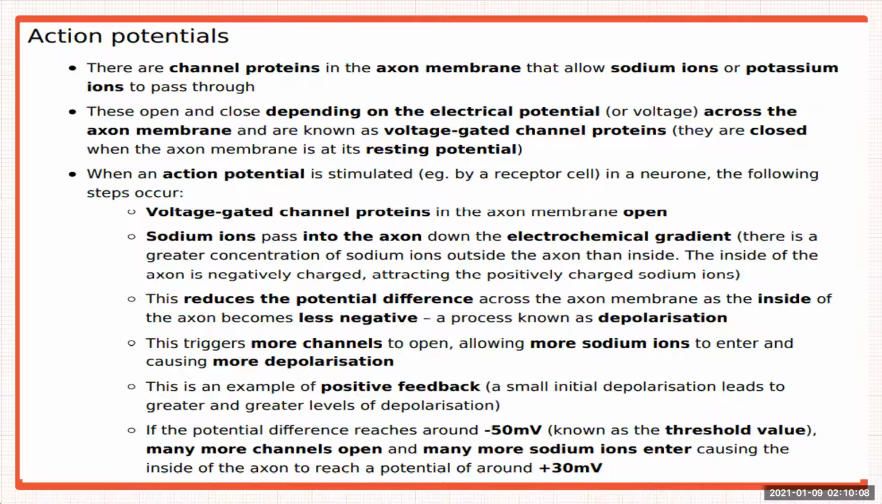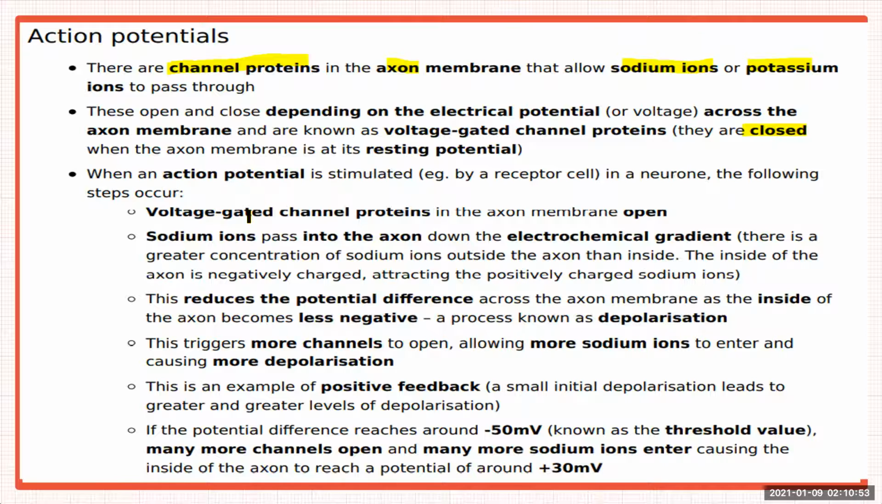Okay, so let's talk about these action potentials in detail now. There are channel proteins, as we were just discussing, in the axon membrane. There are channel proteins for sodium and channel proteins for potassium ions to pass through. These open or close depending upon the electrical potential across the axon membrane. That's the reason they're known as voltage gated channel proteins, right? And as we just discussed, during resting potential, when the axon is at rest, these channels remain closed. Got it?